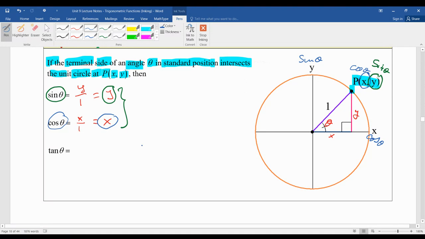Now, tangent is a ratio of the opposite over the adjacent, which is y over x. It means the tangent of the angle theta of any point on the unit circle will be the ratio of y over x. So you take the value of y divided by the value of x. And the other three functions will be just reciprocals. So cosecant is the reciprocal of sine, which means 1 over y. The secant is the reciprocal of cosine, which means 1 over x. And the cotangent is the reciprocal of tangent, which is x over y.